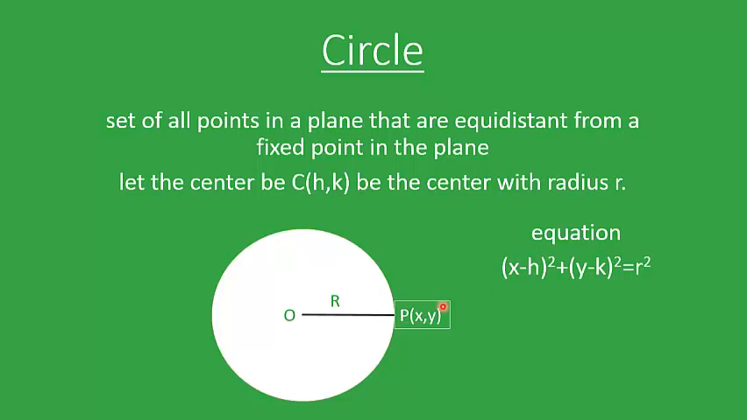So all these points on the boundary form a circle, containing points P(x, y). If we have the center as (h, k), then by the distance formula the point P satisfies: x minus h whole square plus y minus k whole square equals r square. In general, this is the equation of the circle.